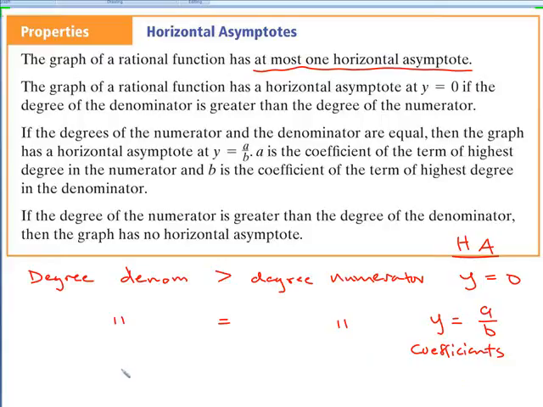And then if the degree of the denominator is less than the degree of the numerator, then you have no horizontal asymptotes, or none. What you're going to have is a slant asymptote. For slant asymptotes, you divide the top polynomial by the bottom, and your answer is the equation of the line. That's the slant asymptote, but you'll focus more on that in pre-calculus.